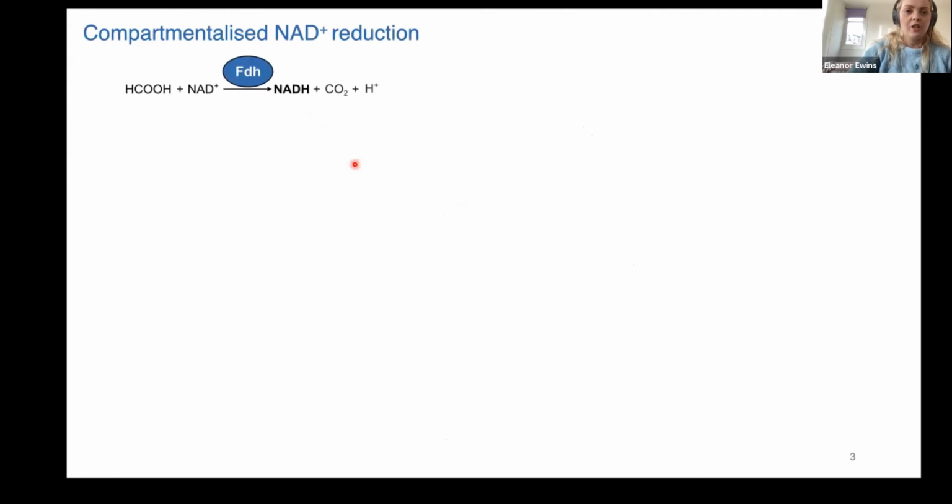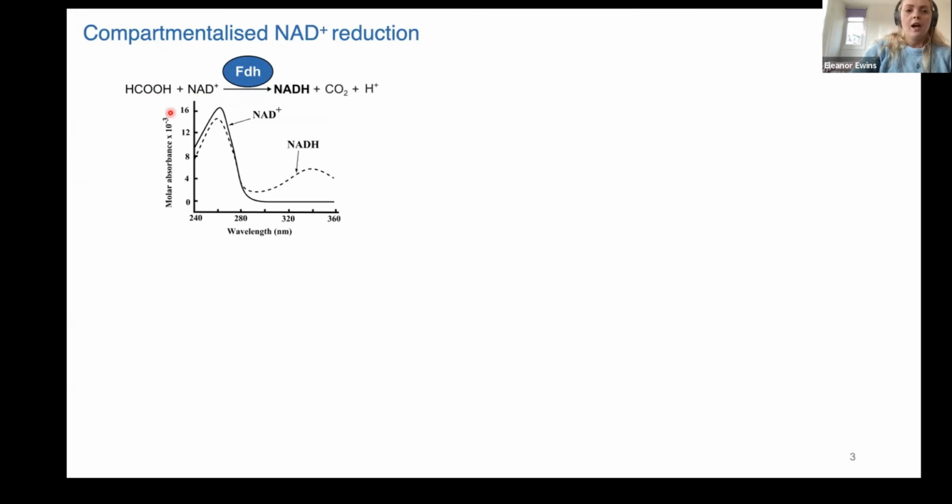For the first reaction, this is the reduction of NAD to NADH, which is catalyzed by a formate dehydrogenase protein. This happens when formate is added. A nice way that we are able to visualize this reaction is due to the differences in fluorescent signal between NADH and the oxidized version, NAD. So when NADH starts to form, we have an increase in fluorescence in this range.